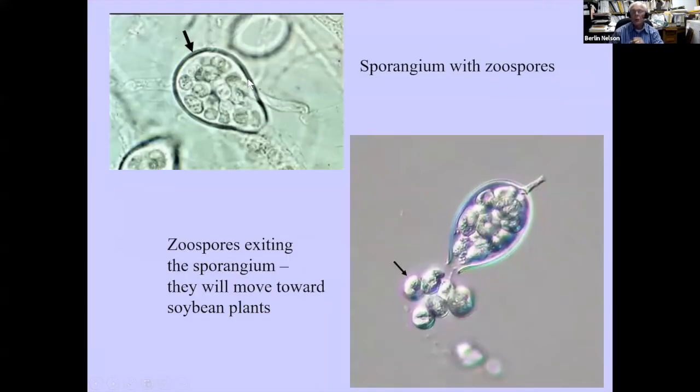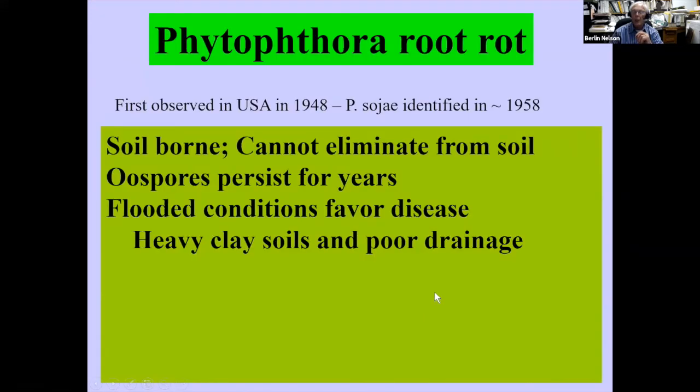This is a zoosporangium. And that zoosporangium, you can actually watch the cytoplasm cleave out the zoospores. Those zoospores are biflagellate, and they pop out of there, that little ostiole right there, and they will go swimming like crazy over onto a plant. Okay. So what are some of the characteristics of this disease?